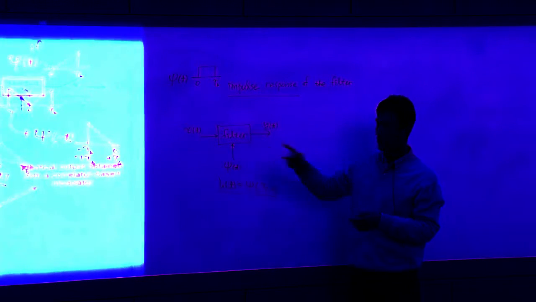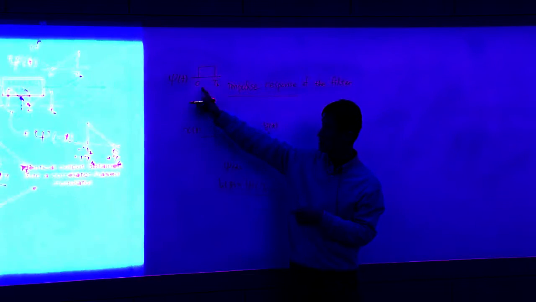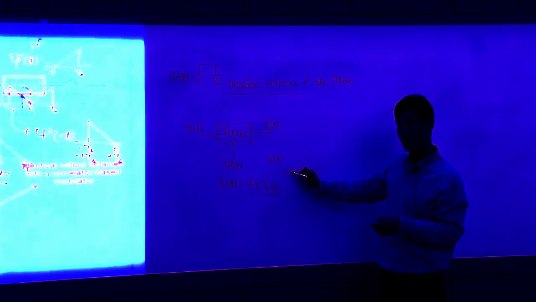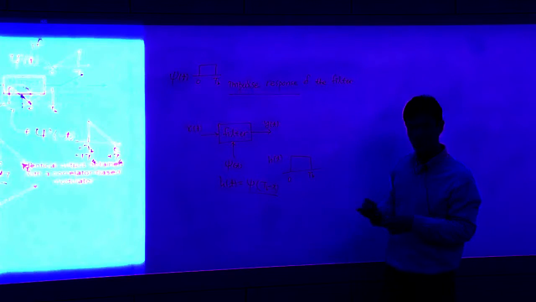What is the impulse response of this filter? If we use this one as psi t, h t looks like the same. Same. Why is it the same?